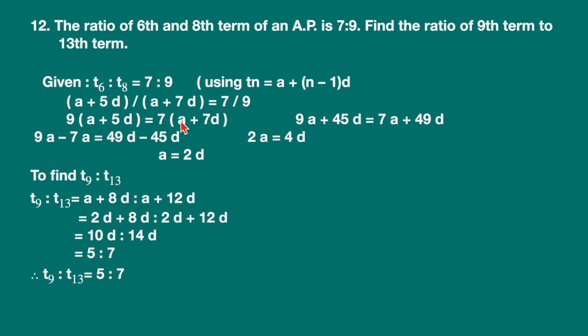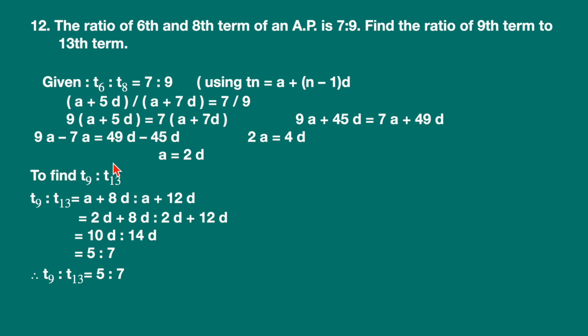Now do the cross multiplication. You will get 9 into a plus 5d is equal to 7 into a plus 7d. Then you can open the brackets and simplify. You will get a is equal to 2d. This is what you will get.